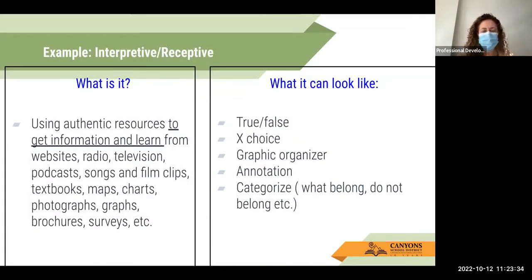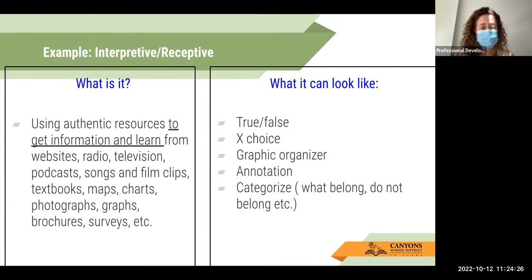I'm going to show you here in a little bit more detail what it is. When you're talking about the interpretive mode of communication, you're going to use authentic resources where your students are going to get information. And this is where your students are going to learn. They're going to learn by listening, viewing, reading from a website, a radio, television, podcast, songs, anything that is related and appropriate to the level of your students for the content that you're teaching. So it is an authentic resource. And I'm pointing out the importance of authentic resources, because this is where you want students to be engaged. You don't want something to be outdated.